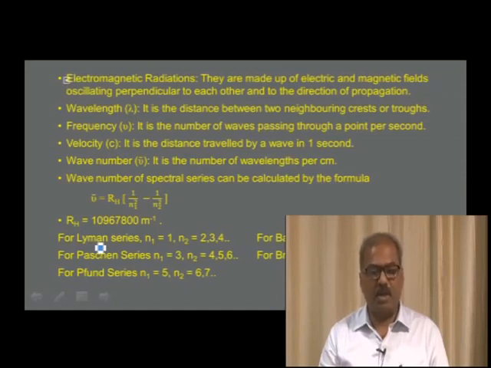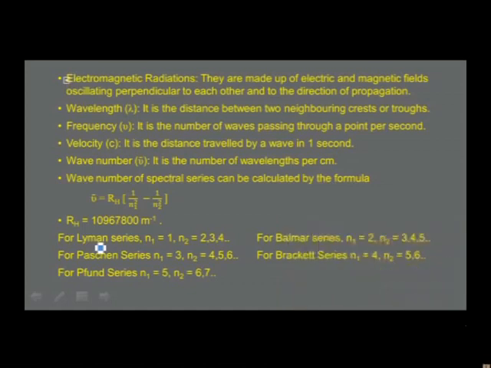Wavelength, indicated by the symbol lambda, it is the distance between two neighboring crests or troughs. Frequency, symbol for that is nu. It is the number of waves passing through a point per second. Velocity, c, it is the distance travelled by a wave in 1 second. Wave number, indicated by the symbol nu bar, it is the number of wavelengths per centimeter.